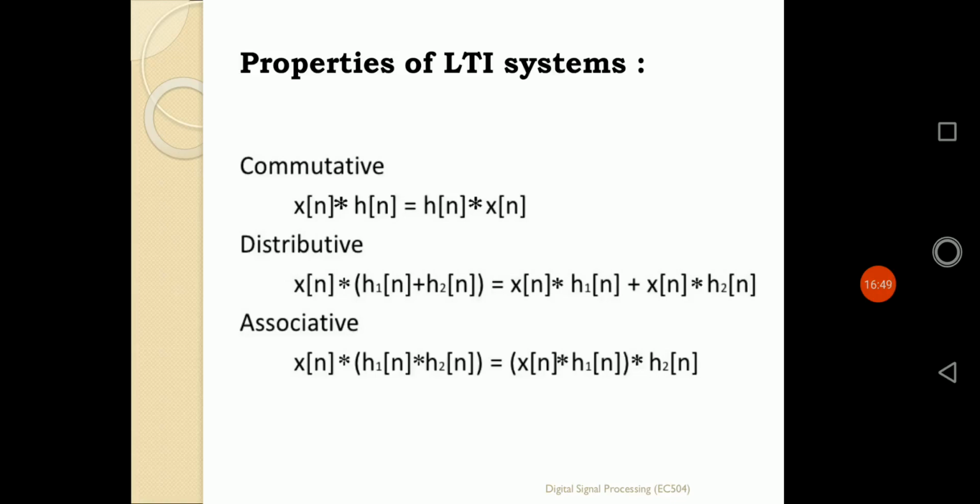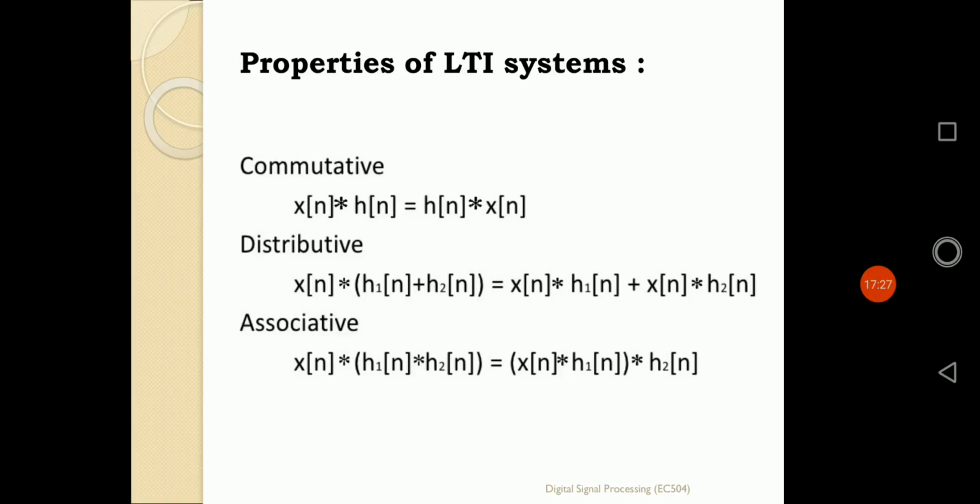And the third property is the distributive property. What does the distributive property tell us? If we make a parallel form of the systems defined by h1 of n and h2 of n, the result of the parallel form is h1 of n plus h2 of n. And if that parallel form of the system is convolved with the system input x of n, we get the output or response of that system as x of n convolution with h1 plus h2.